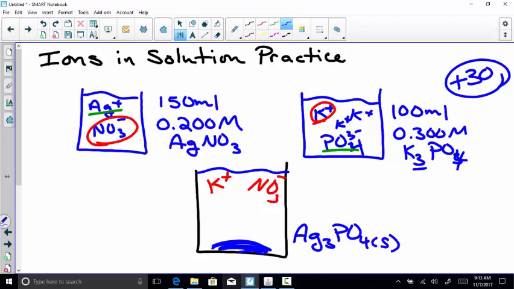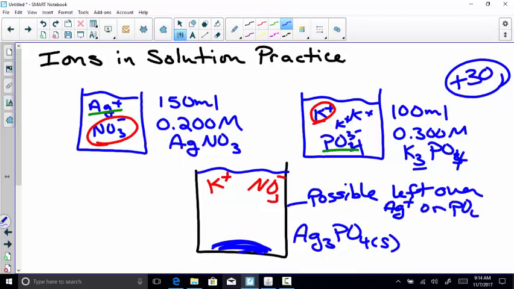solid. Now, because this is a reaction, there actually may be leftover phosphate or silver ions in this beaker. We don't know that yet, but there is possible leftover silver or phosphate. We're not sure what might be left over yet because we haven't done the reaction, but one of those two ions could be in excess. So that's what is in the beaker.